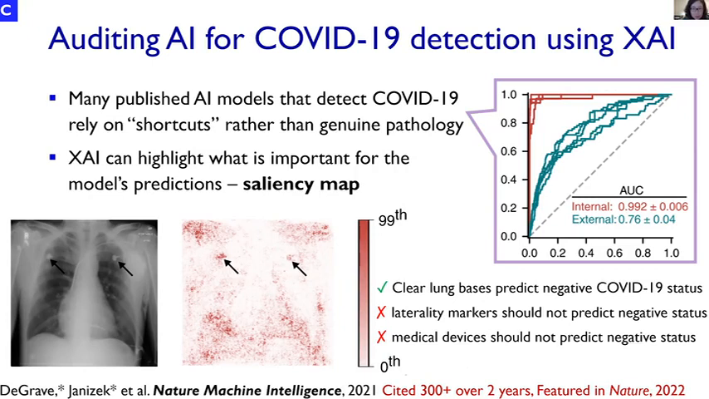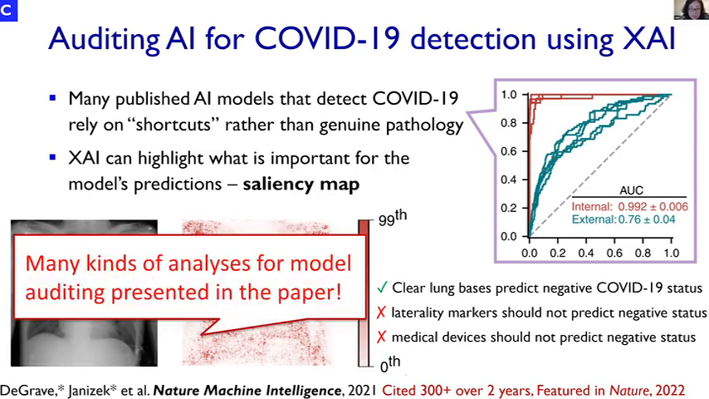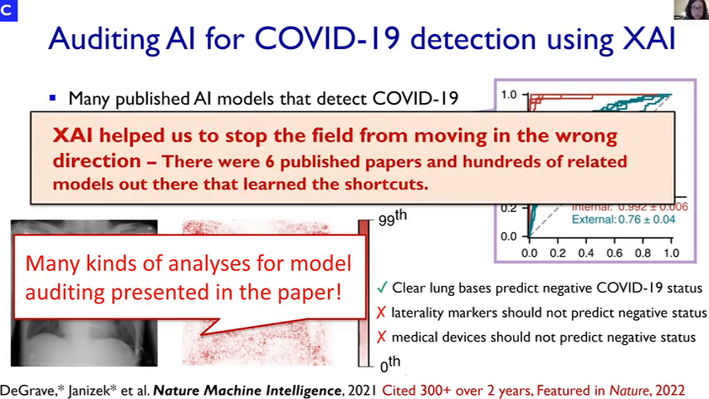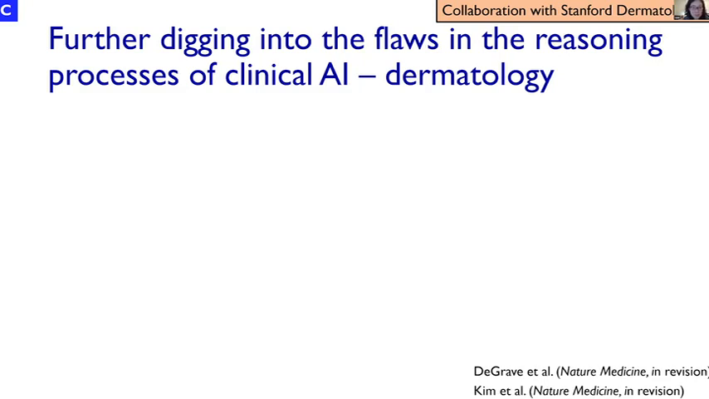So overall, throughout many explainable AI-based analyses, we basically stopped the field from moving in the wrong direction. There were already 6 published papers and hundreds of related models out there that learned this kind of shortcut. Later, we identified the cause. When the researchers created a training data set, they used mainly one source for the negative labels and a newer database for the positive labels. So they created huge confounding factors, and that data set was used over and over by many different models.